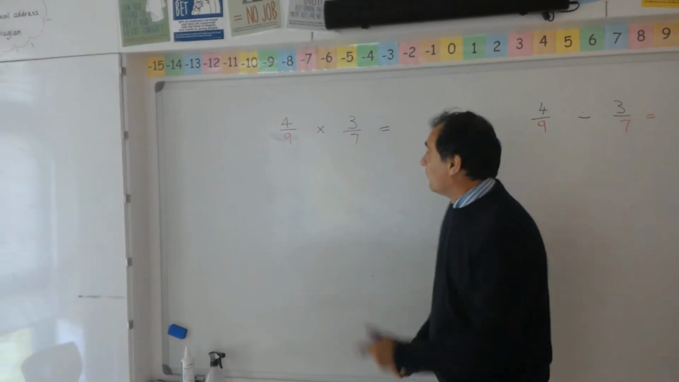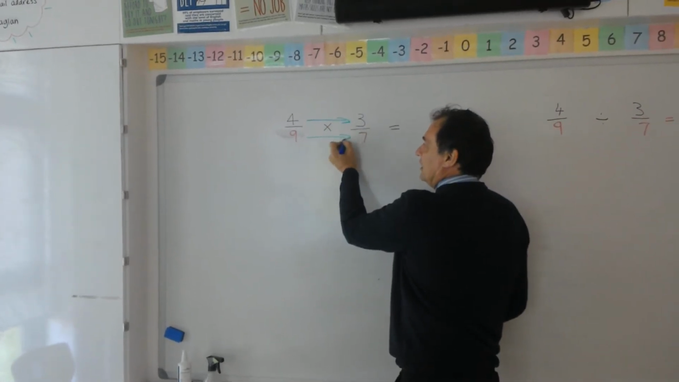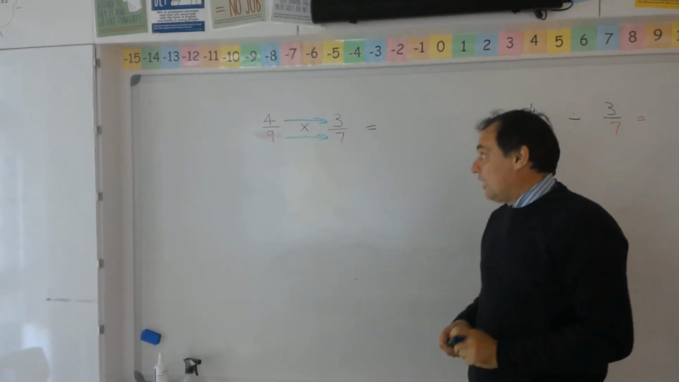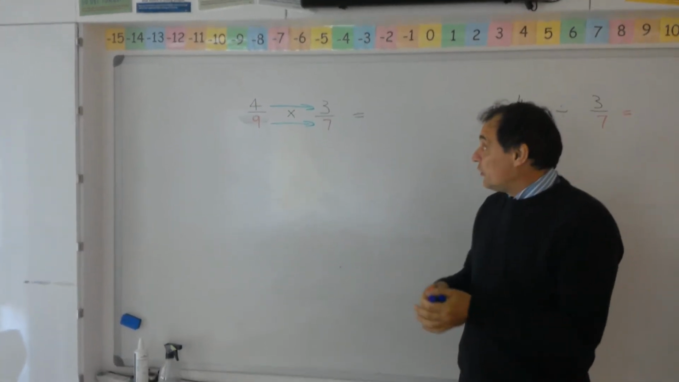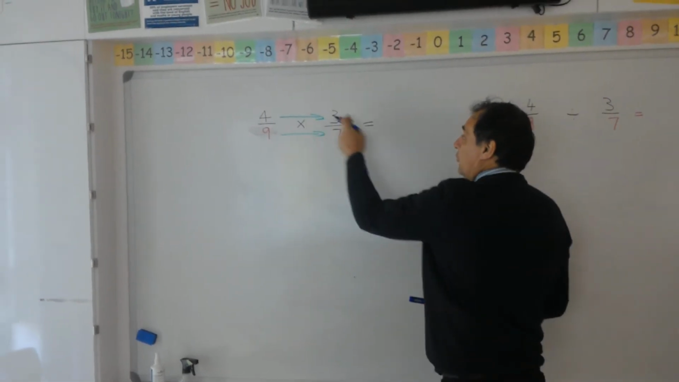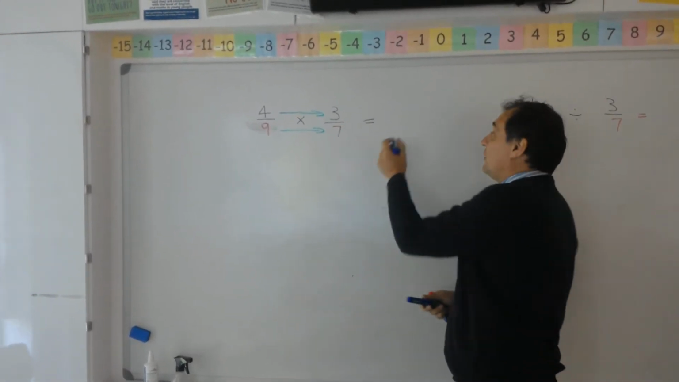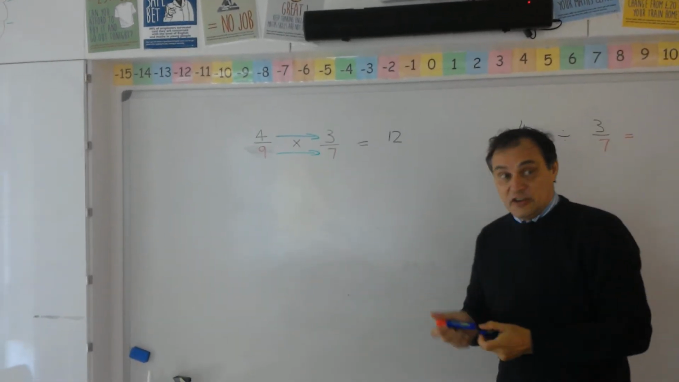So multiplying then. All we do is draw horizontal lines to link the numerators and horizontal lines to link the denominators. And all you do is quite simple: you multiply across, so the 4 times 3 in the old numerators becomes 12, and your denominator becomes 9 times 7.